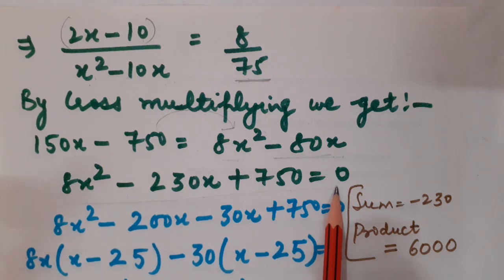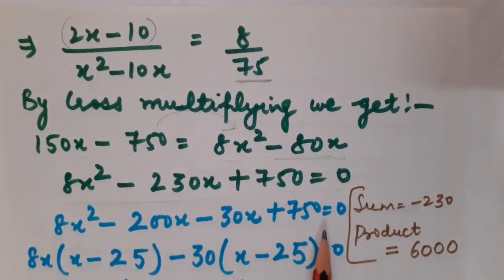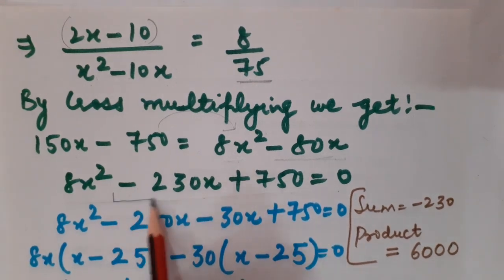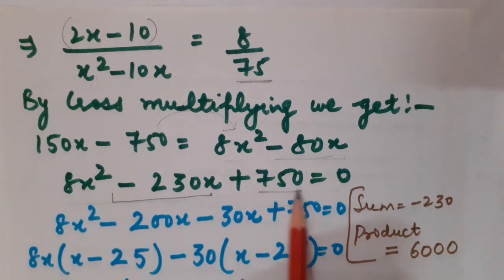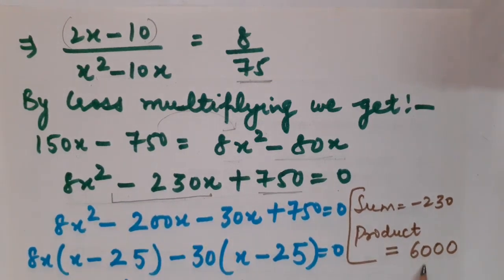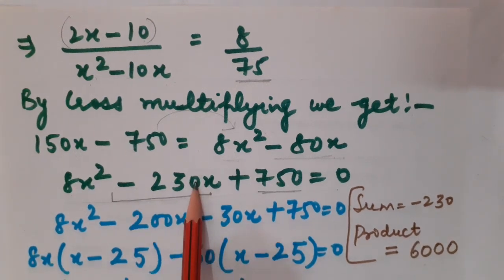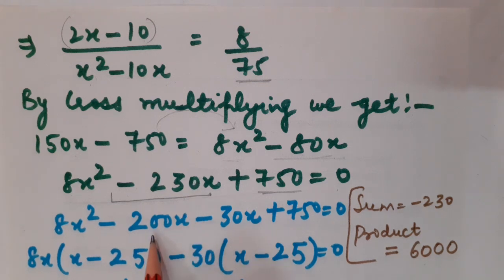Now we have to simplify it. That depends on you. Either you want to go for the completing the perfect square method, or of course the most popular and the easiest method, that is the factorization method, or the quadratic formula. Fine. So children, I am going to adopt the factorization method. Correct? So what is the sum required? Sum I want as minus 230 and the product, that is 750 into 8, I want 6000 as the product. Correct? So I have to split the middle term in such a way so that the sum should be minus 230 and the product should be 6000.